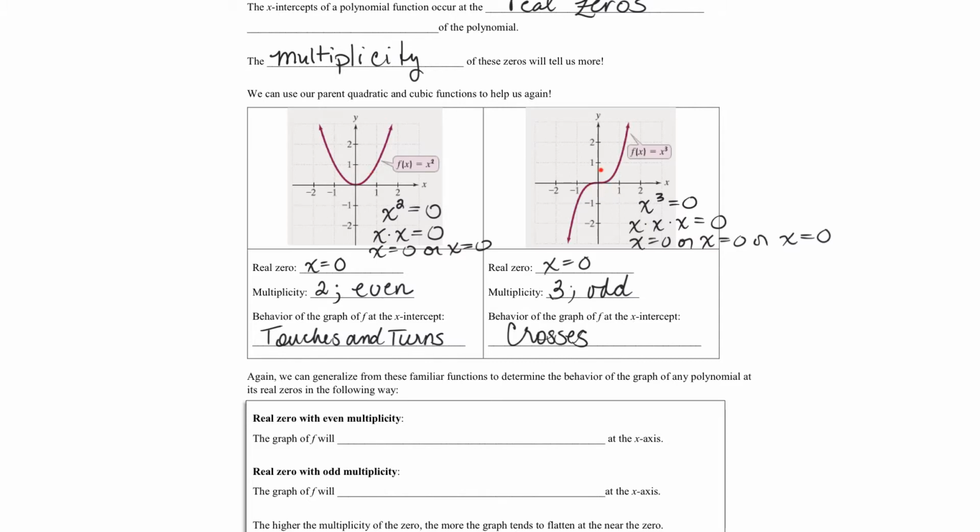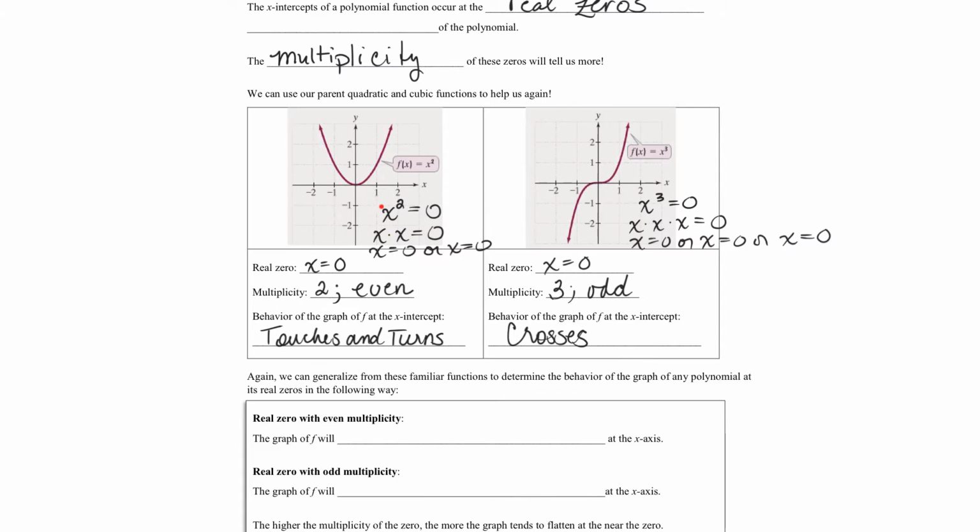Now, around the x-intercept here at the origin, negative numbers over here, when I cube them, they're below the x-axis. Over here, when I cube positive numbers, they're above the x-axis. So it's going to cross. Here I'm squaring, here I'm cubing. Negative numbers cubed are negative, positive numbers cubed are positive. Negative numbers squared are positive, positive numbers squared are positive. So the squared one is going to touch and turn around, and the cubed one is going to go across.